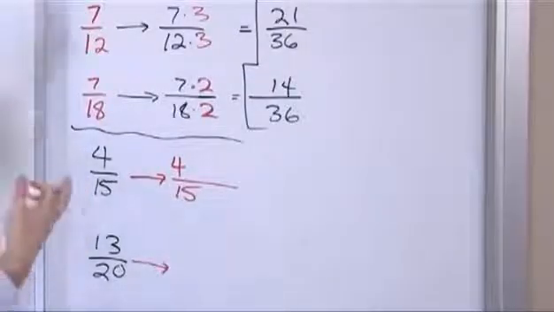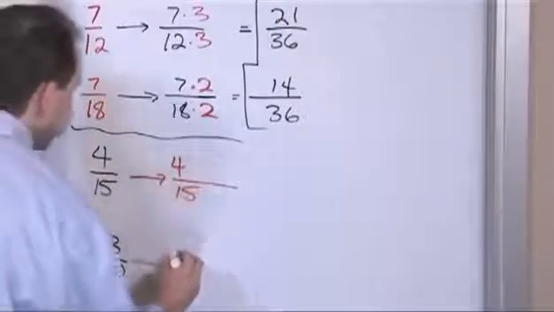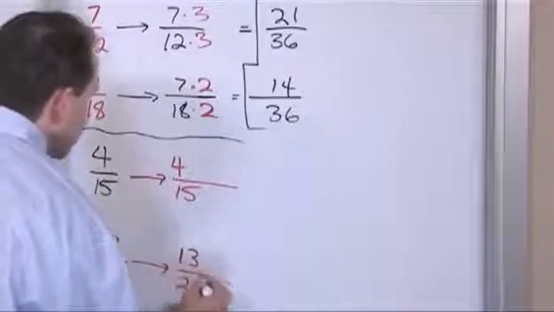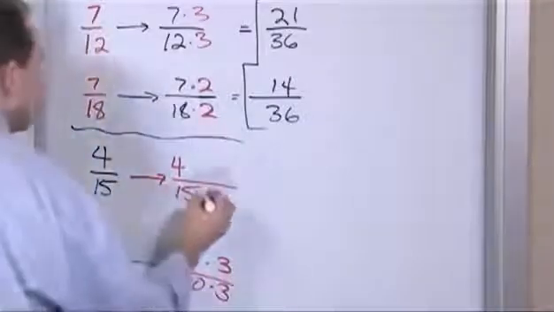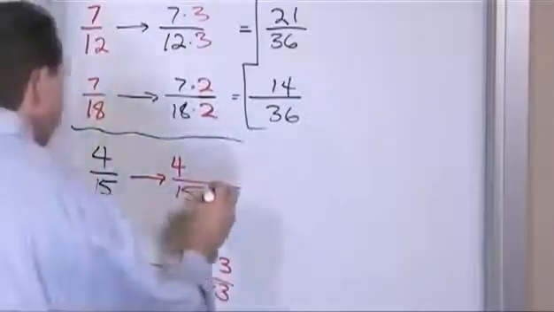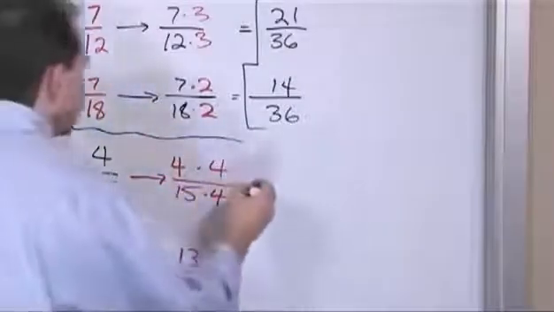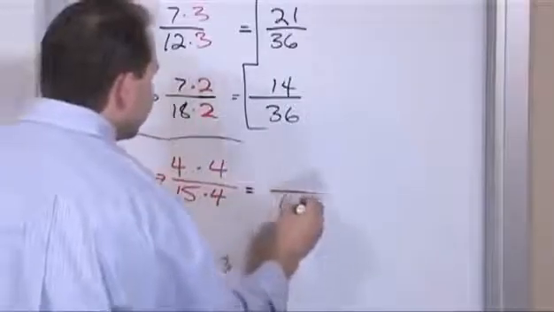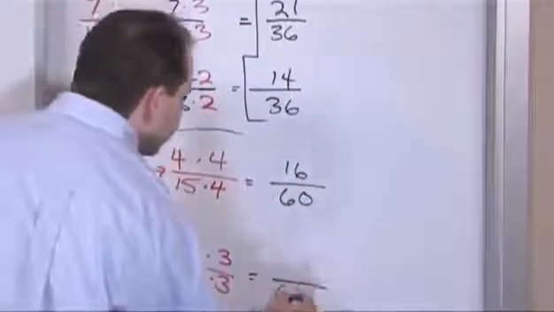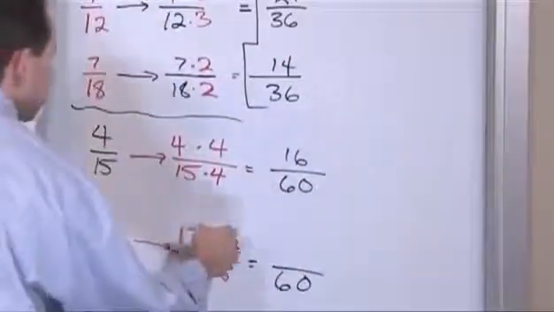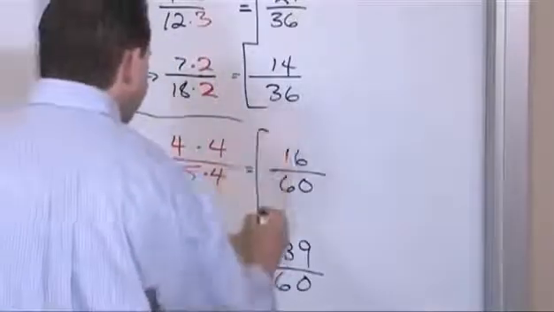Well, you could play around and just go number by number, but just with experience you'll get it. The number 60 is something that will work because if I take 13/20 and multiply it by 3, then I'll get 60 in the denominator. And if I multiply the other number by 4, 15 times 4 is also 60. So it works out nice: 15 times 4 is 60, 4 times 4 is 16. 20 times 3 is 60, 13 times 3 is 39. So what I'm going to have is 16/60 and 39/60.